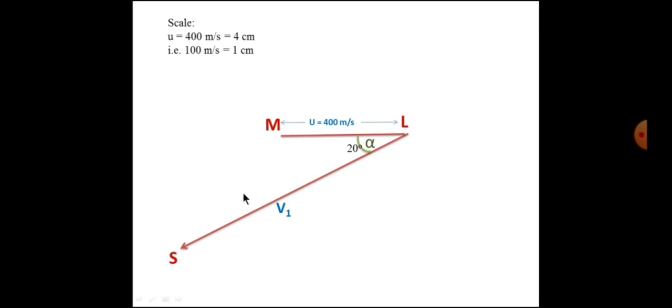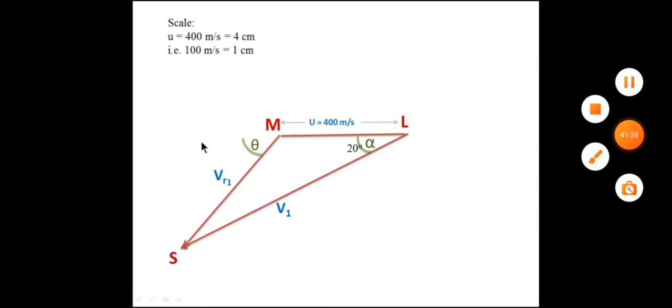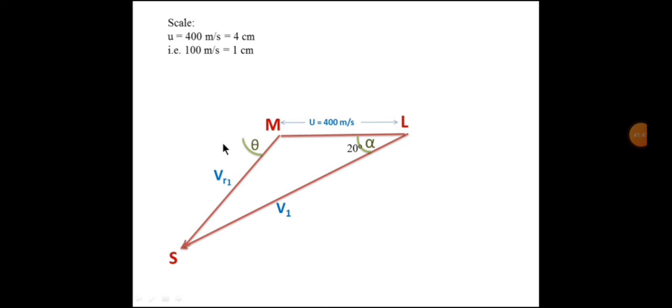Now we can join the point M with point S, and we will get velocity VR1, that is relative velocity VR1 on the segment MS. Now the angle with which the segment MS or velocity VR1 is inclined is angle theta. So it will be giving us the blade angle at the inlet. So theta is the blade angle at inlet. If we measure it through the measuring instrument, then we will get that the value of this theta is equal to 30 degree.